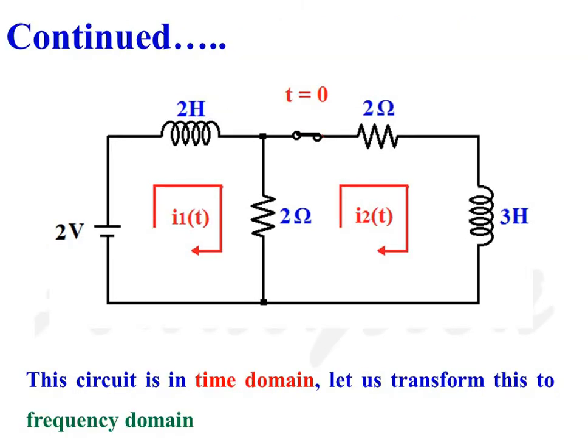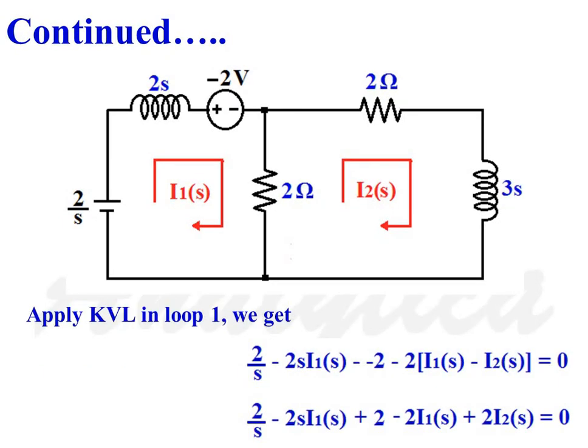The given circuit is in time domain. Let us transform the circuit from time domain to frequency domain. So in frequency domain, the 2 Henry inductor becomes 2S in series with a voltage of value minus 2 volt.